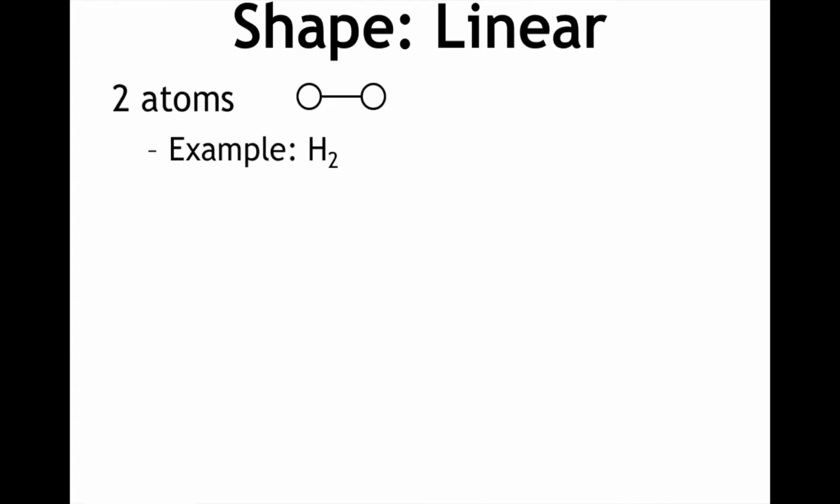So the first shape we're going to talk about is linear. So for example, H2 would be a linear molecule. So you would have a hydrogen here and a hydrogen here, and they would be each sharing their one electron here to make a complete bond.